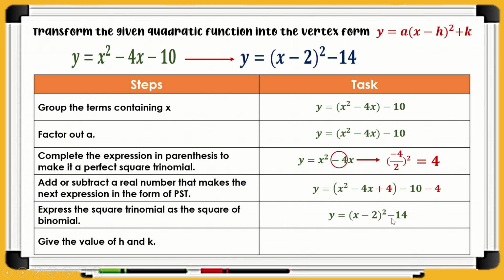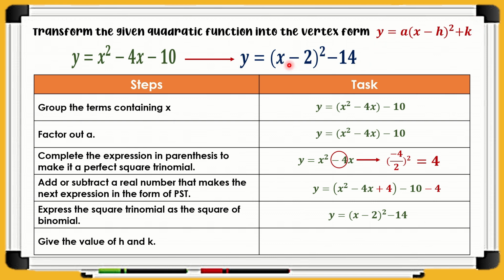And this is already the vertex form that we are looking for. So the general form y = x² − 4x − 10 is equal to the vertex form y = (x − 2)² − 14. To give the value of h and k, just get the terms that we had here. For the value of h, it should be the number inside the parentheses. And for the value of k, it should be the constant.